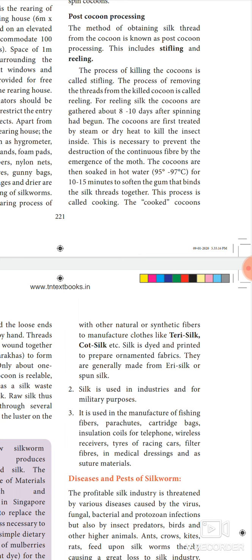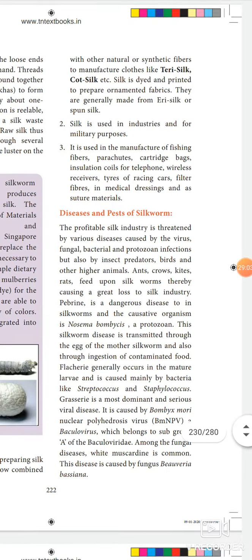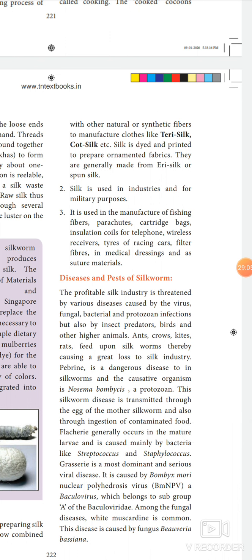Next we see about the diseases and pests of silkworm. Here, the profitable silk industry is threatened by various diseases caused by virus, fungal, bacterial and protozoan infection, but also by insect predators, birds and other higher animals. Ants, crows, kites and rats feed upon silkworms, thereby causing a great loss to the silk industry. Sometimes viruses, fungi, bacteria and protozoa also affect the silk.